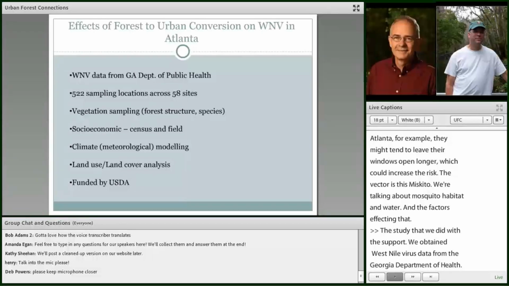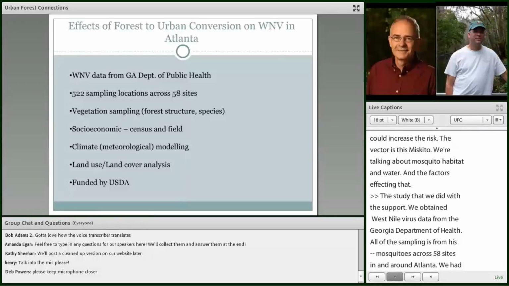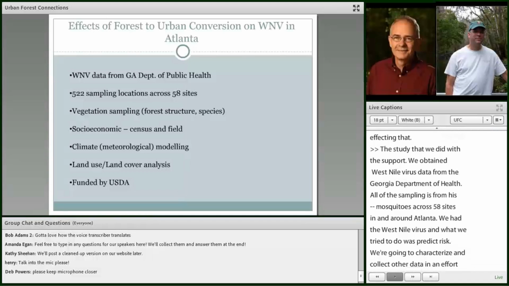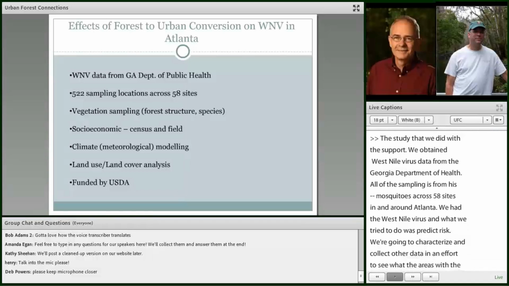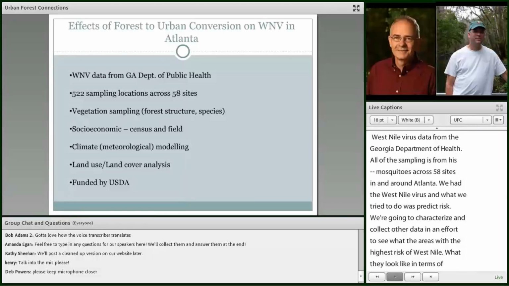We also have the West Nile virus data. Now what we're trying to do is predict risk. So we're going to collect other data in an effort to see what the areas with the highest risk of West Nile look like in terms of vegetation, which consisted of estimation of structure and species, socioeconomic, census, as well as field data.